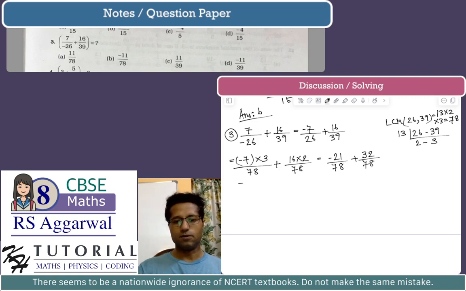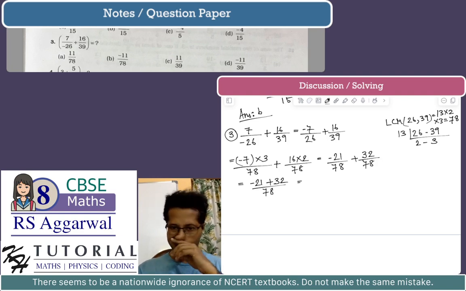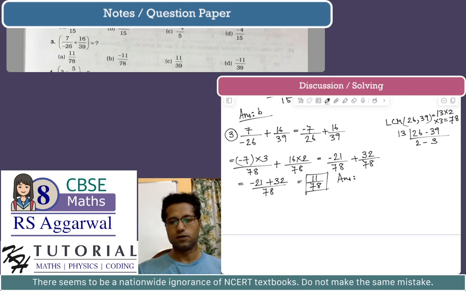So now we have the same denominators, we just add up the numerators and the sum of the numerators is divided by the denominator. Minus 21 plus 32 divided by 78, which is equal to 11 by 78. 11 by 78 is the answer, is the result. So the answer is choice A. Let's do problem number 4.